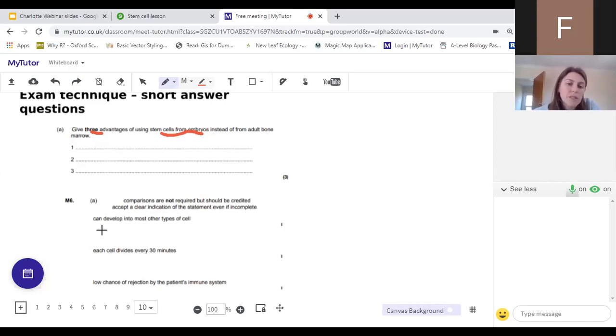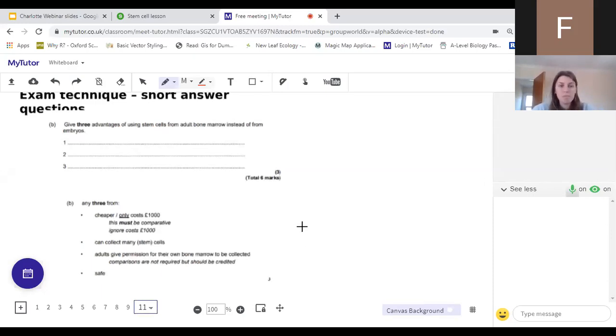So, can develop into most other types of cell. Embryonic stem cells, there are a wider variety of things that they can turn into, specialize, differentiate. Each cell divides every 30 minutes, so they're faster, and a low chance of rejection by the patient's immune system for embryo stem cells.